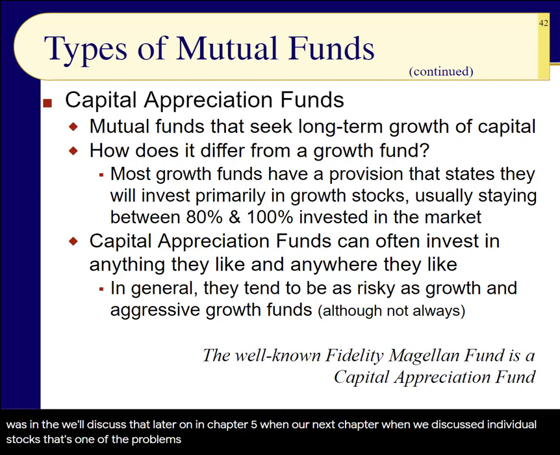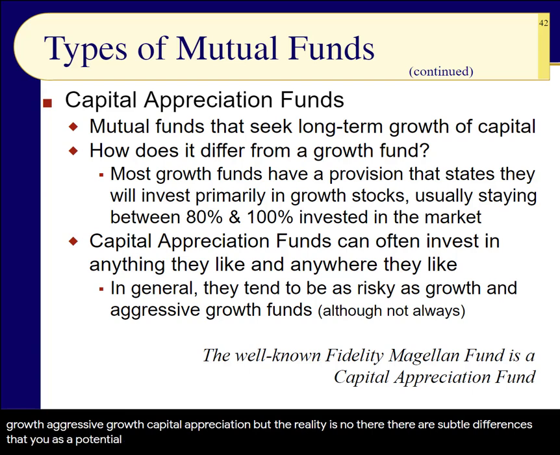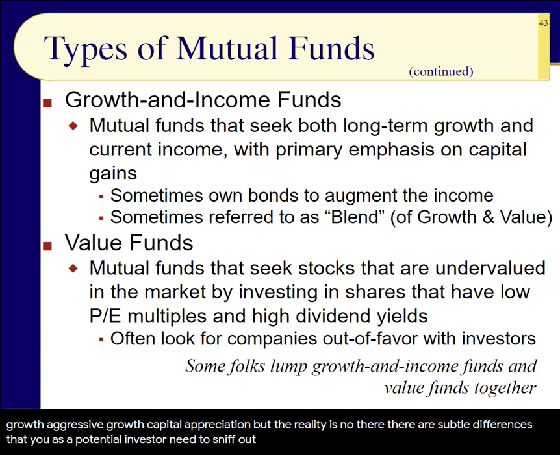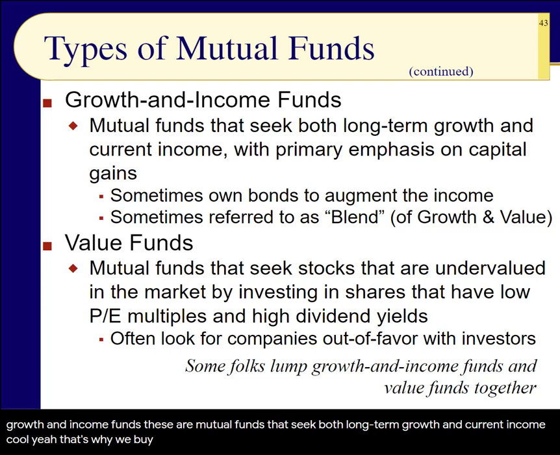That's one of the problems of doing mutual funds before we do stocks and bonds. So you got that? Growth, aggressive growth, capital appreciation funds, they tend to be all lumped in together. But the reality is, no, there are subtle differences that you, as a potential investor, need to sniff out. Slide 43. Now we get to the category that's my favorite, growth and income funds. These are mutual funds that seek both long-term growth and current income. Cool. Yeah, that's why we buy stocks, right? Capital appreciation, growth, and dividends, income.